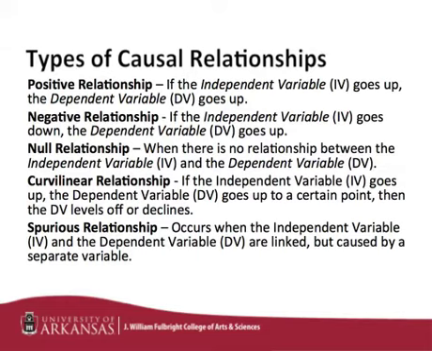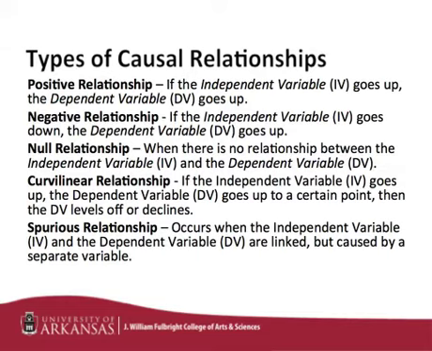Now, a positive relationship is the idea that when the independent variable goes up, so too does the dependent variable. So there's a causal relationship, and if one goes up, the other goes up, or if one goes down, the other goes down. A negative relationship doesn't mean that one goes down, the other one goes down. It means that if the independent variable goes up, the dependent variable goes down, or if the independent variable goes down, the dependent variable goes up.